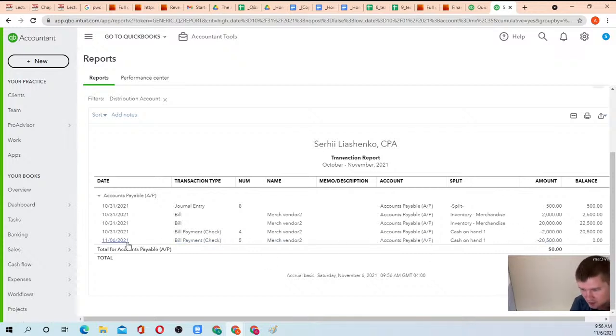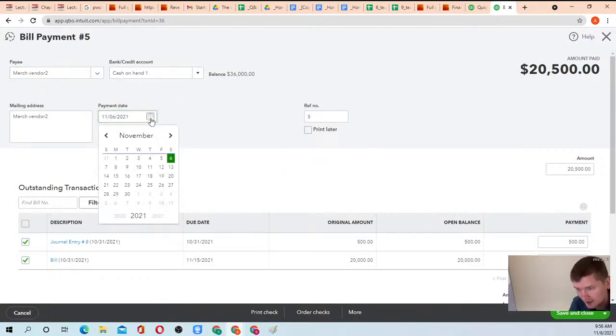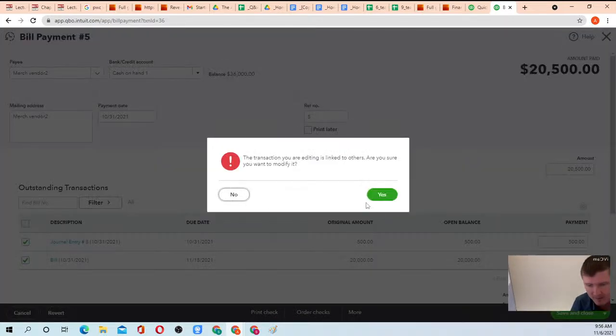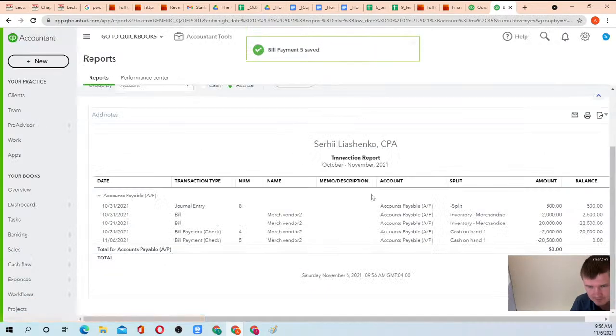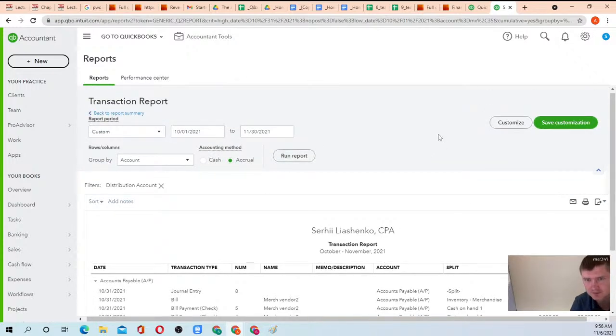If we did it erroneously and we actually paid the bill in October, we can click on that transaction and we can adjust the payment date to October. Okay, so it adjusted and now it shows October 31st.